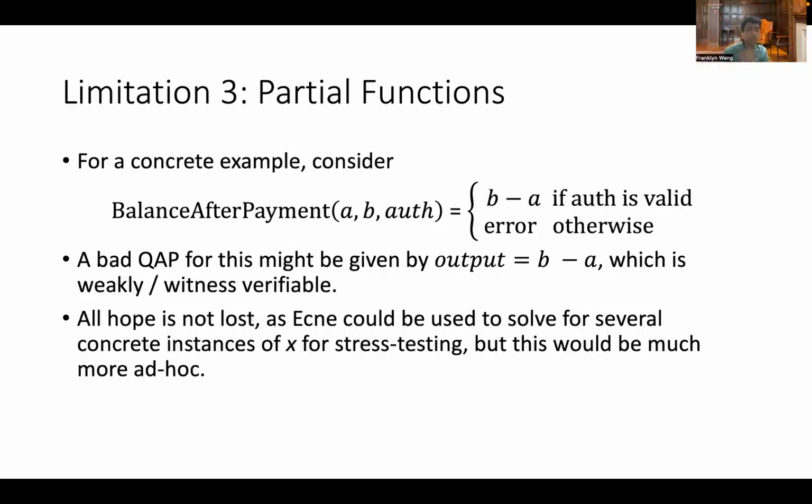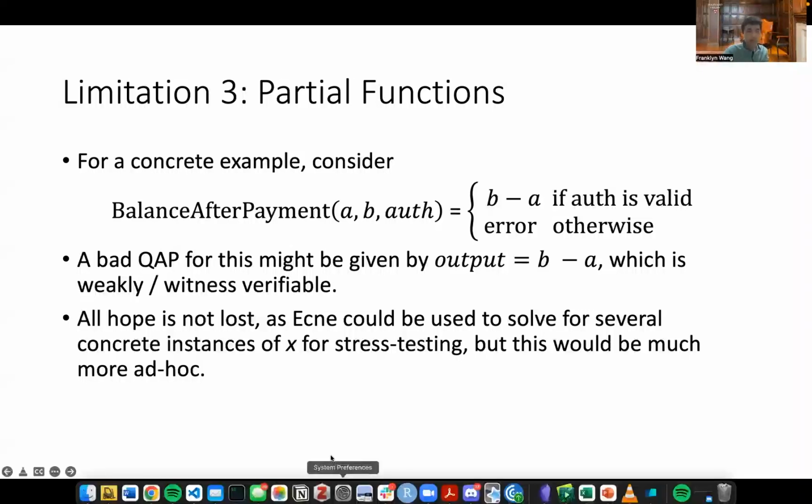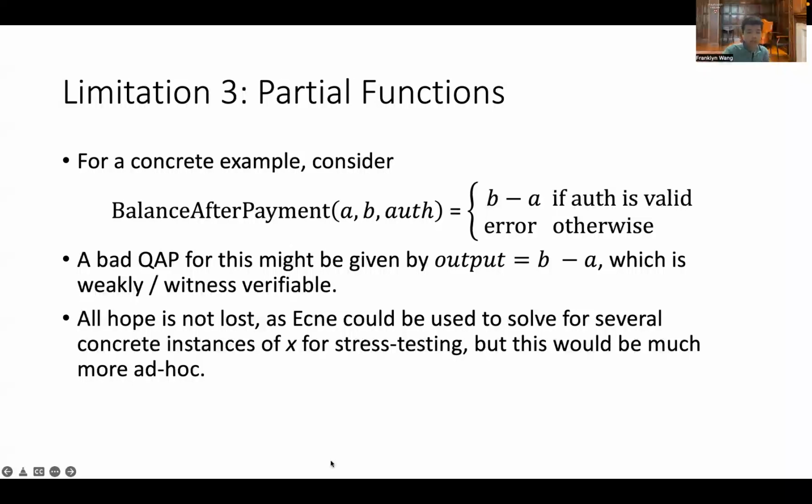And of course, this approach is much more ad hoc, but for partial functions, even though we can establish weak verification like this, it may not extend to equivalence, especially when we don't have witness verification. I think that was a mouthful, so I'll take any questions now about this.